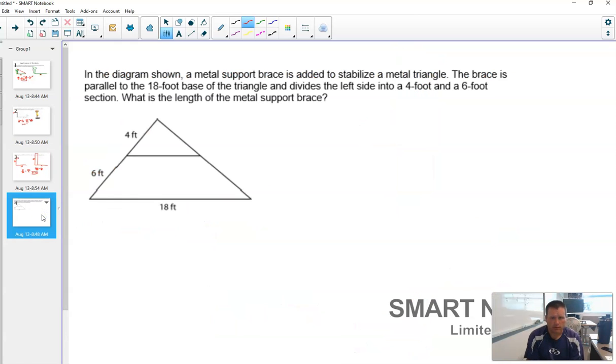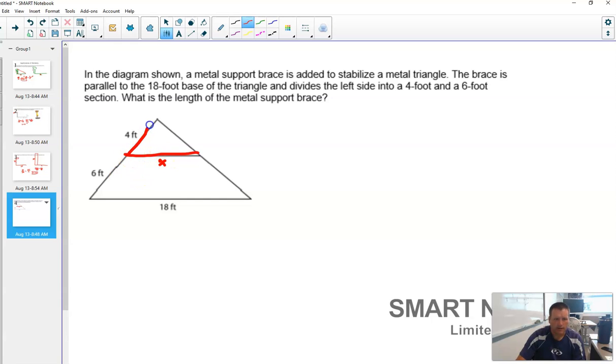Let's look at one more. This one I did because it has a triangle within a triangle, and sometimes it confuses students just a little bit here. So this is a diagram. I've got a metal brace that I've got to put a stabilizer in here. So this stabilizer right from here to here is what I'm putting in the middle. And so what I'm going to do is I've got an 18-foot base on here, and I'm going to go down 4 feet on the left and put the brace, and then there's 6 feet down here.